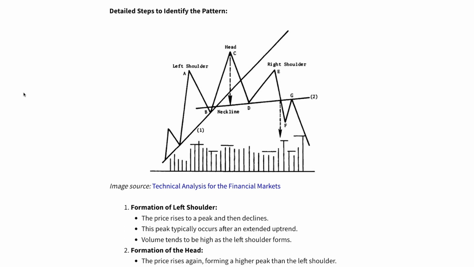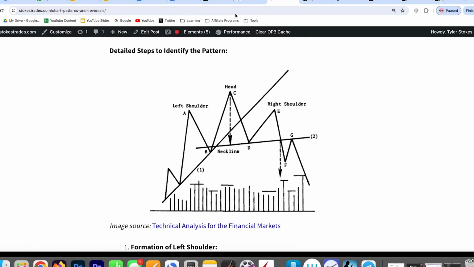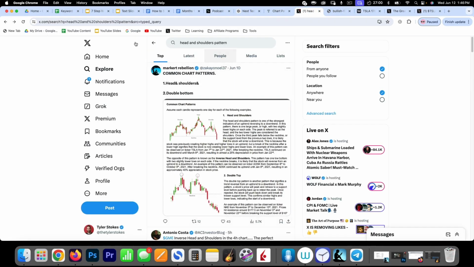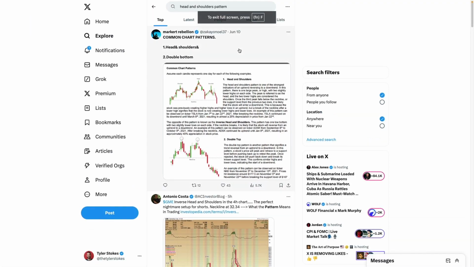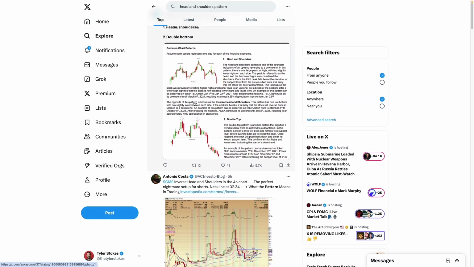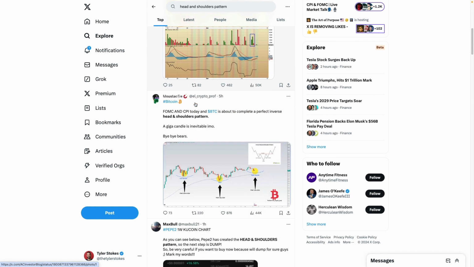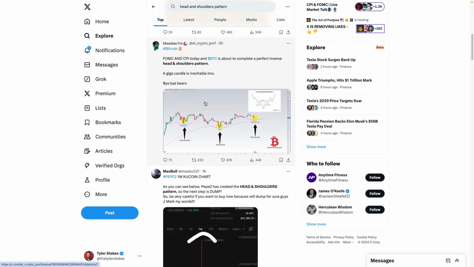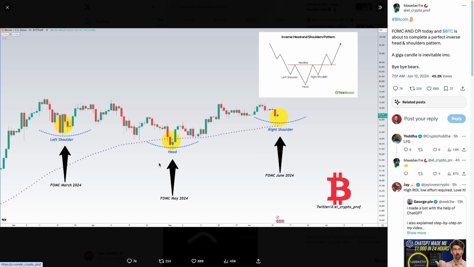But if we jump over to Google Images and you search, you can find more real examples of this. And if we jump over to X, we can also see some examples here. So let's go to X right now. If you just plug in head and shoulders pattern in X and search for some topics, you can see here we have some posts and some threads about this. If we look at this particular one, this is for Bitcoin, and this is an inverse head and shoulders, so the opposite of what we just talked about.